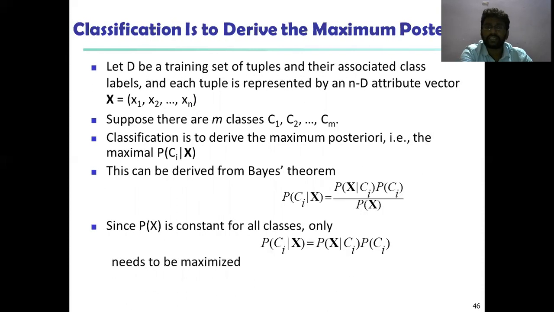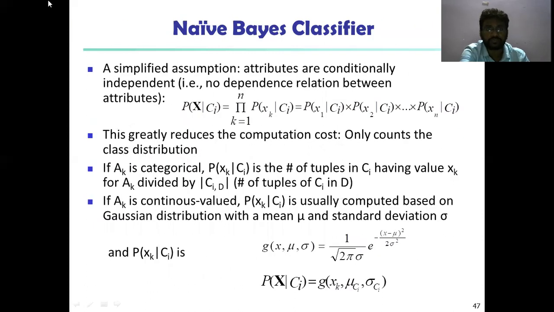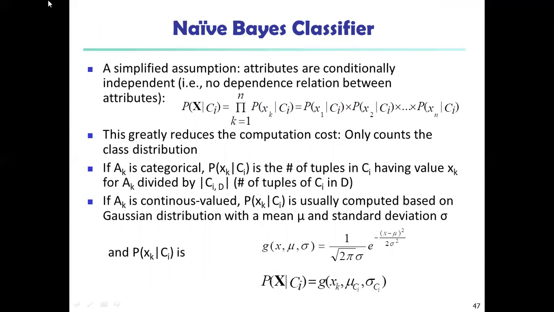Now, what is a Naïve Bayes classifier? Why is the Naïve Bayes classifier used in Bayesian classification? It is a simplified assumption. A Naïve Bayesian, or simple Bayesian classifier, works as follows: it assumes that attributes are conditionally independent, that is, there is no dependency relationship between the attributes. So we calculate P of X given Ci using this formula, a product over the attributes.